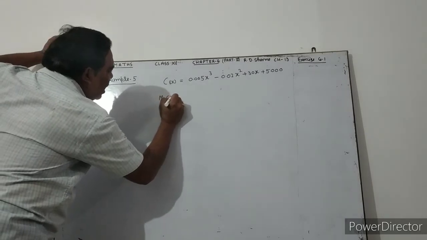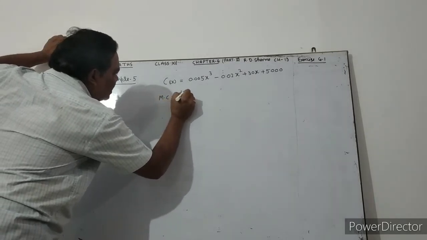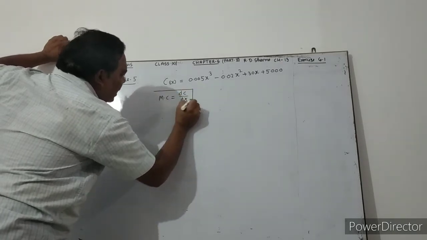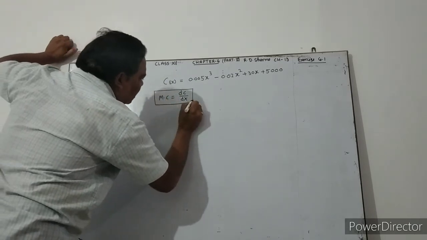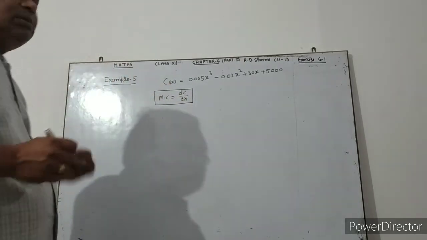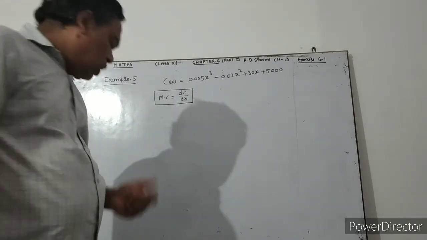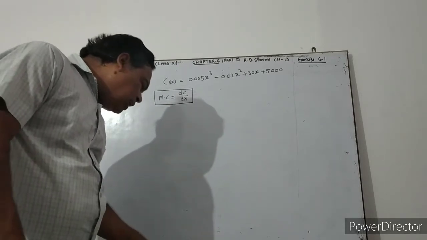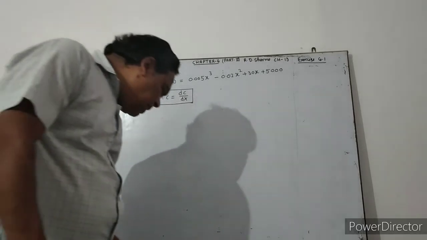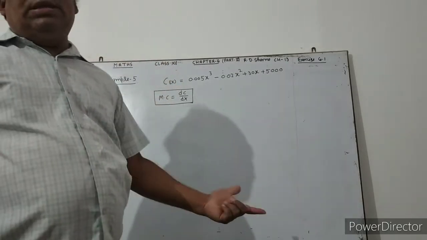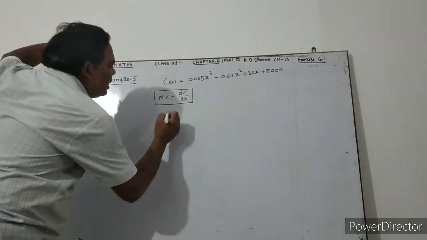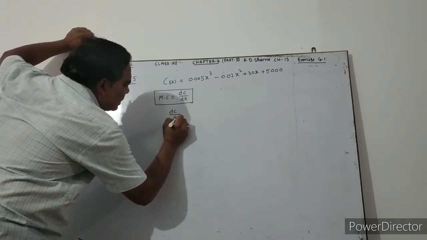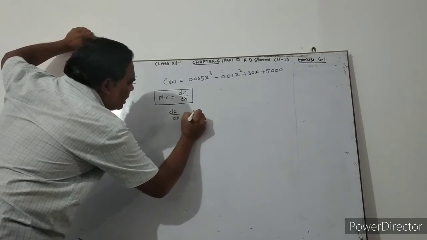The marginal cost is dC upon dx. It is the rate of change of cost with respect to production, dC upon dx. Now differentiate this equation and put the value of x that is given. What is the value of x? The value of x is 3. Now you find dC upon dx.